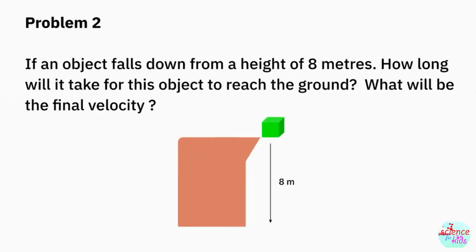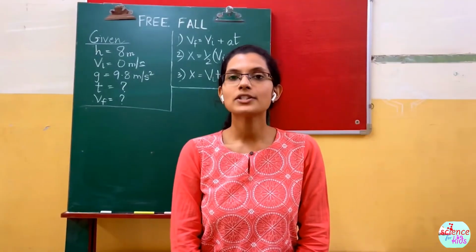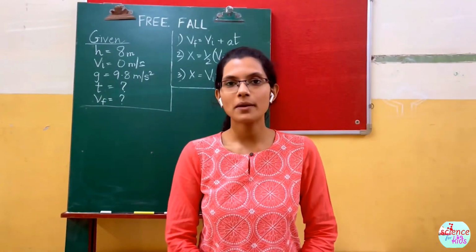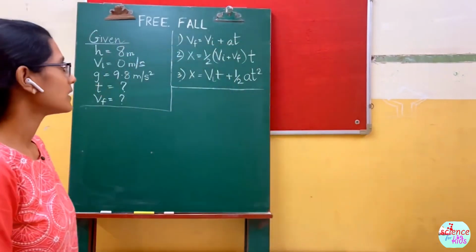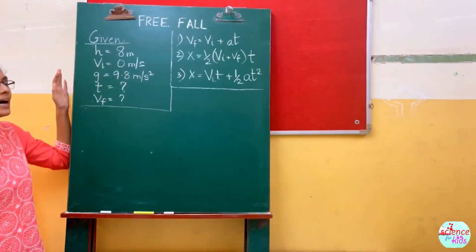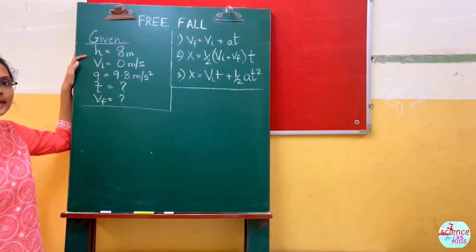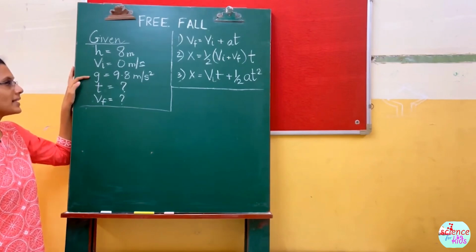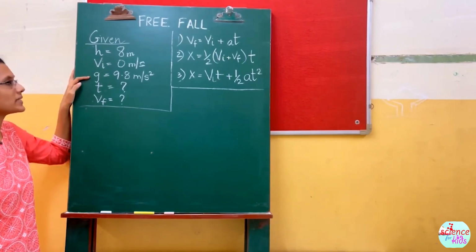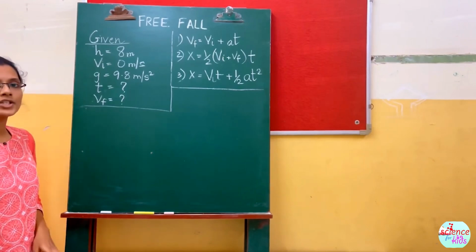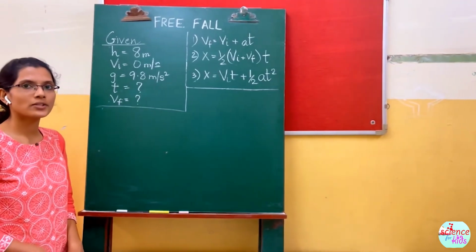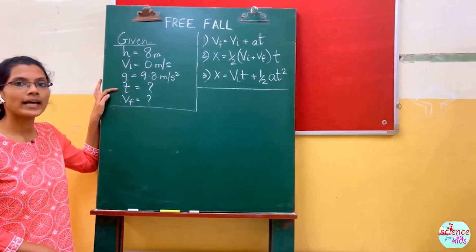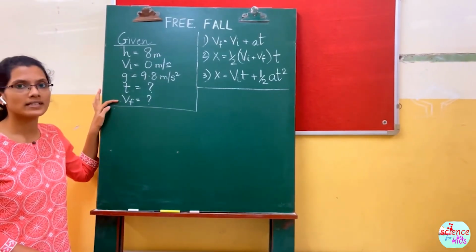Problem 2. If an object falls from a height of 8 meters, how long will it take for this object to reach the ground? What will be its final velocity? Now that you all have read the question, we will start solving the problem. The given information is up on the board. Height is 8 meters. Initial velocity is 0 meter per second. Acceleration due to gravity is 9.8 meter per second square. In this question, we have to find the time taken by the object to reach the ground, so that's t, and we also have to find the final velocity.